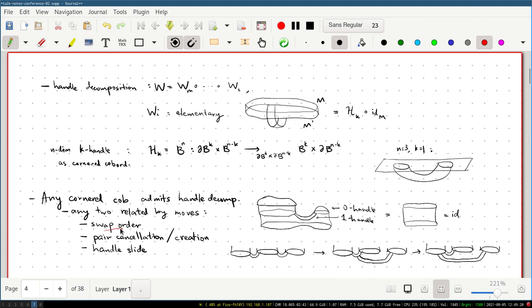So you can swap the order of certain cobordisms, some of these elementary cobordisms. You can create a cancelling pair. So for example, you can add a zero handle and cancel it off with a one handle. And then of course you can perform handle slides. So you can slide this like that, across another handle to end up like that.